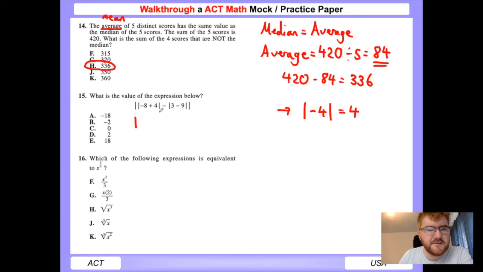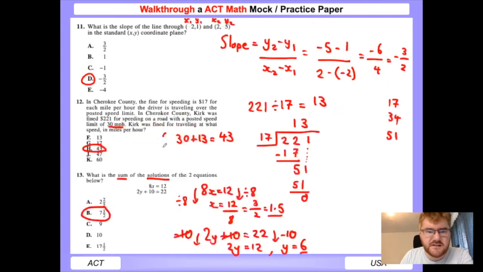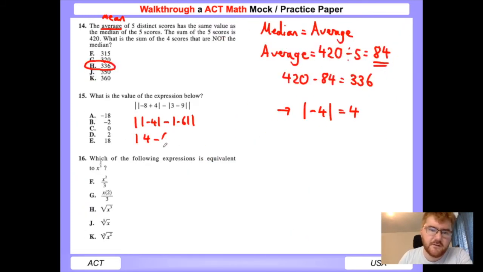Let's do minus 8 plus 4. Well, that's equal to minus 4. And I'll leave the absolute value signs. 3 minus 9 is equal to minus 6. Notice I'm leaving all the modulus signs in, the absolute value signs. The absolute value of minus 4 is equal to 4. The absolute value of minus 6 is equal to 6. Oh, that was confusing. And then we work out 4 minus 6 is equal to minus 2. But the absolute value of minus 2 is equal to 2. So we get our answer here of D.